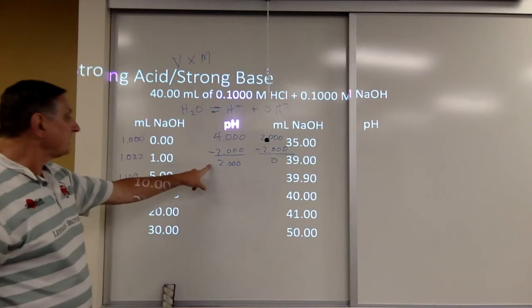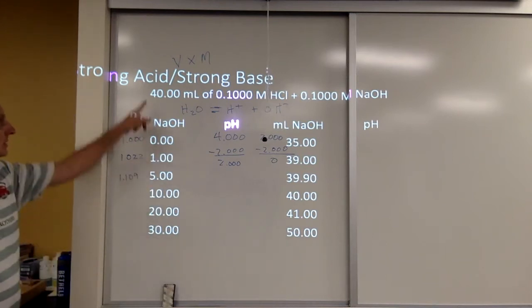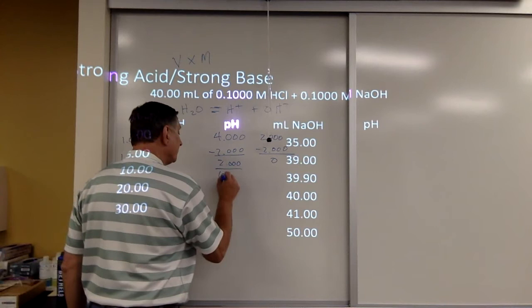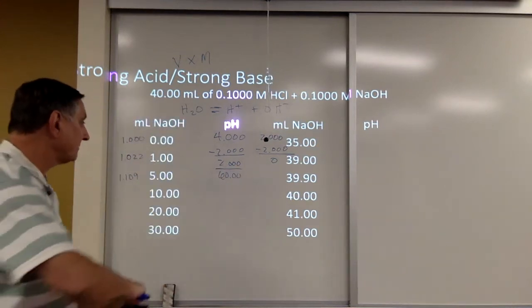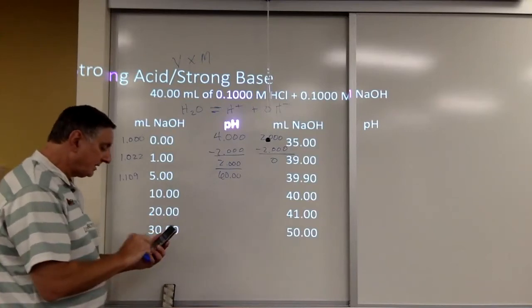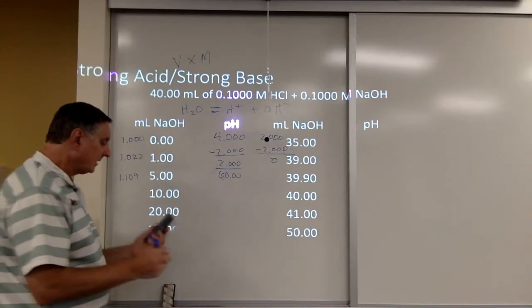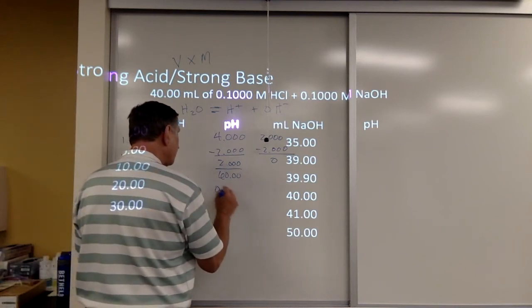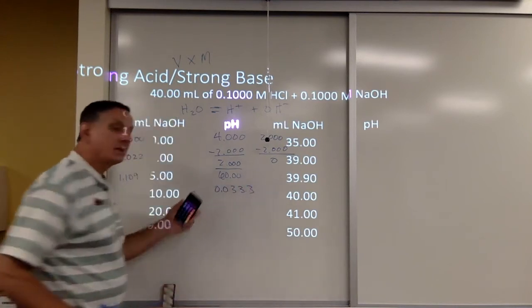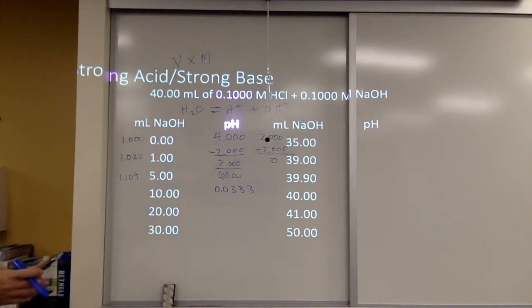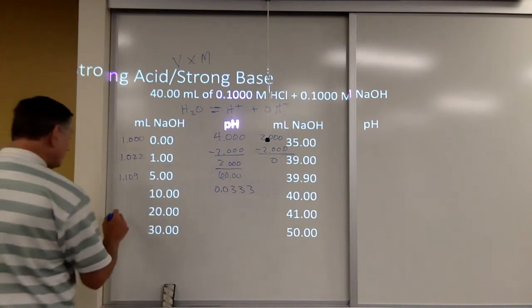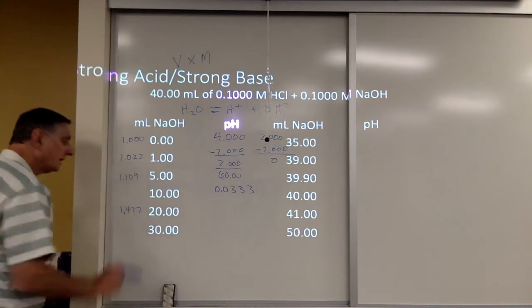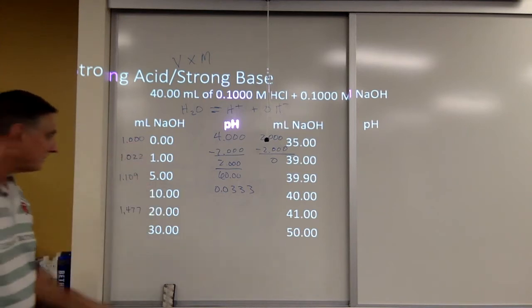This is millimoles of H plus. What's our total volume? 20 plus 40 is 60. 2 millimoles of H plus over 60 milliliters of solution. Let's see, so 2 divided by 60, 0.0333. That's the molarity of hydrogen ion at this point. And then negative log. 1.477. And that's how we find the pH at each of these steps.